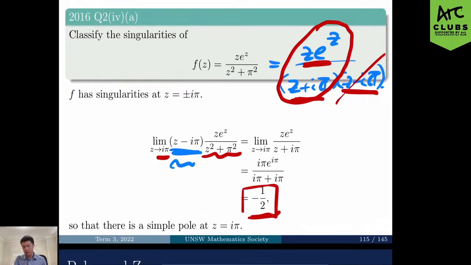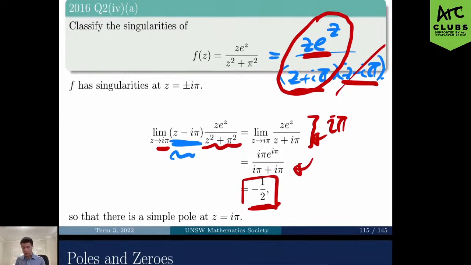So typically you just sub it into this, so you get i pi, sub this into that function, you get minus a half. That means you get a simple pole at this point, because all it took was to multiply it through once. And you can probably sense that this was going to be the case because the numerator is just a normal function, and then on the bottom, you just have one linear term.